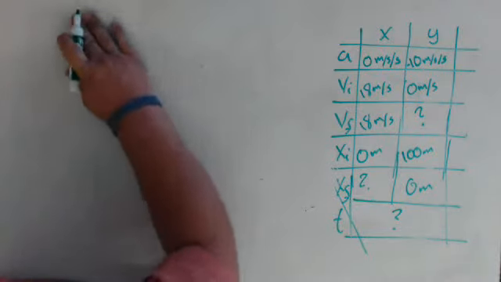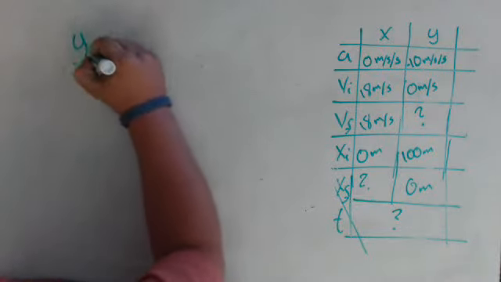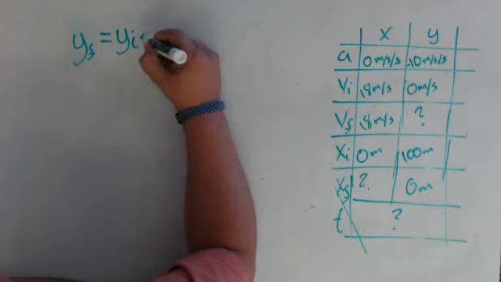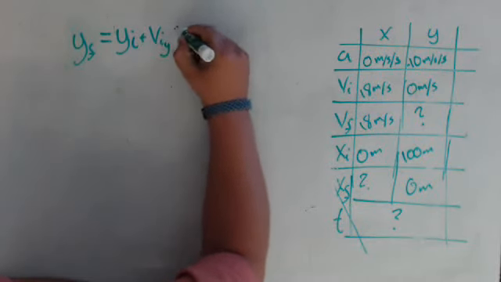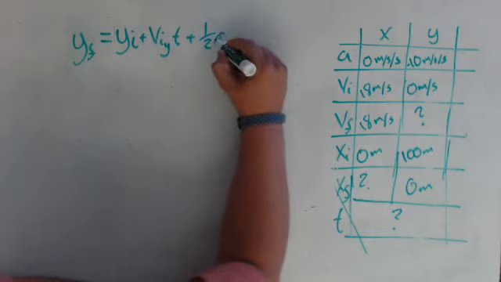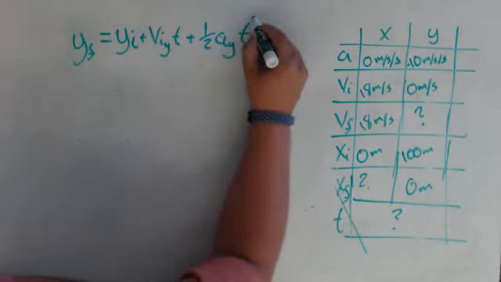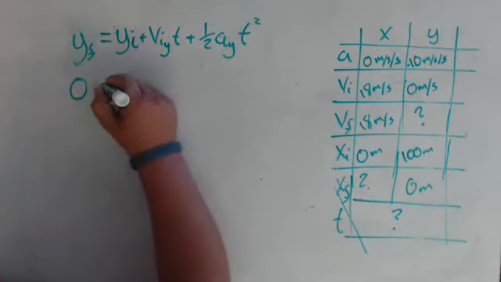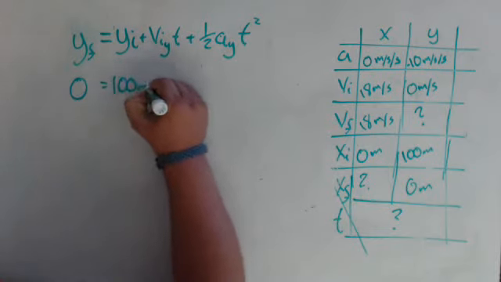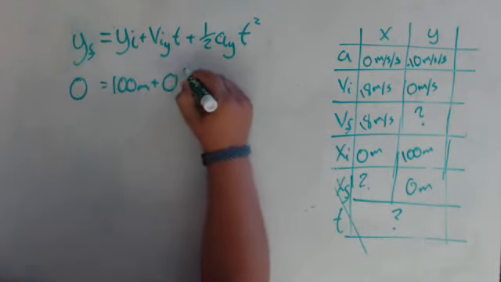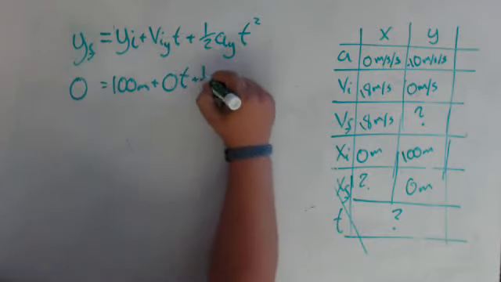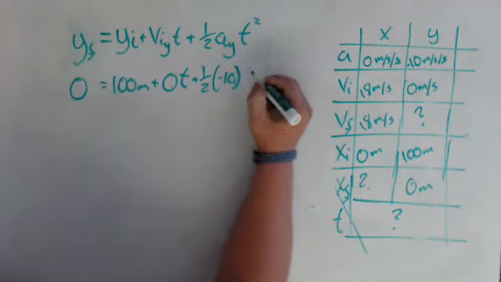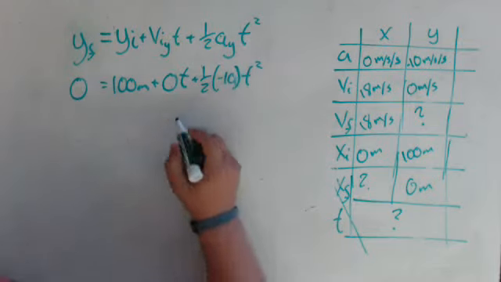Y final, well, sorry, not X. Y final equals Y initial plus V initial in the Y times t plus 1/2 the acceleration in the Y times time squared. Now, putting in my values really quick, my position final is 0, my initial position is 100, my initial velocity is 0, time still remains unknown, plus 1/2 times negative 10 times time squared. That term goes away.